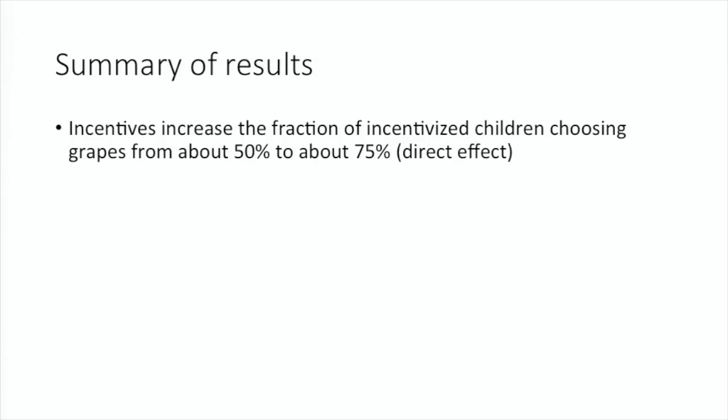All right, so I will just share with you the summary of our results. So first of all, similar to all of my other research and that of colleagues on the impact of incentives on food choice, if I receive an incentive, I'm going to increase my likelihood of selecting grapes versus cookies from about 50% of kids choosing grapes to about 75% of kids choosing grapes. That's our direct effect.